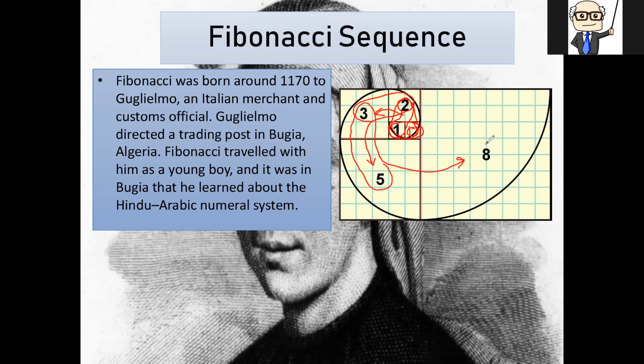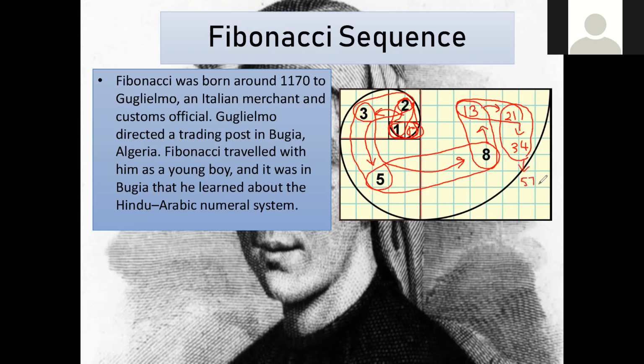Then the 8 will add with which number? 5. 8 and 5 will make 13. Then the 13 will add with the 8 to make 21. The 21 will add the 13, equals 34. The 34 will add the 21, and we'll get 55. Let's see how far we can go. Then the 55 will add with the 34: 89. Okay, we're getting bigger already, huh?